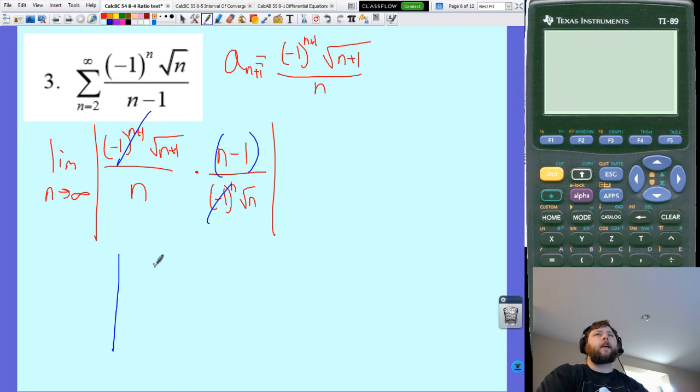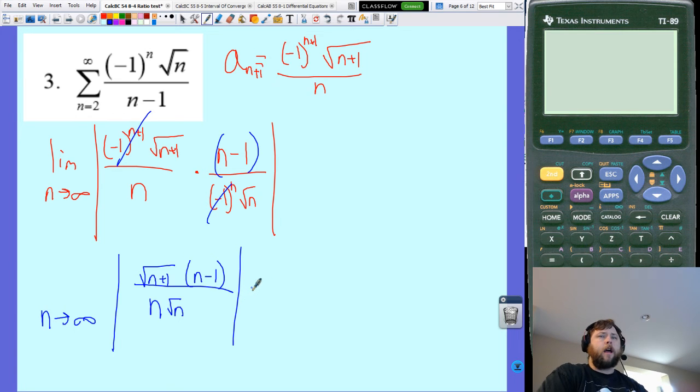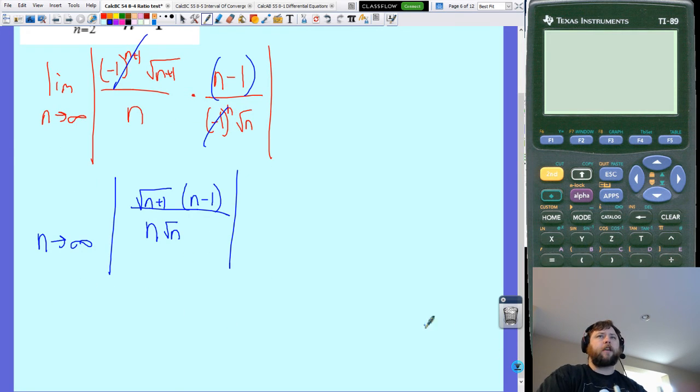So writing this out as is, it's going to be square root of n plus 1 times n minus 1 all over n times square root of n. Again, you're taking a limit as n goes to infinity. Now, on the bottom, this is sometimes tricky to see. We gotta think about what is our highest power here? In this case, on the bottom, I basically have n to the 3/2 power, because that's an n times the square root of n. And on the top, I have n plus 1 to the 3/2 power. So you're really looking at this.